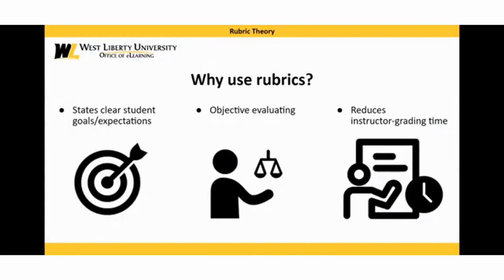This method states clear student goals or expectations using descriptive adjectives across increasing levels of performance. In doing so, evaluation becomes more objective and fair. This also reduces the amount of time it takes an instructor to evaluate performance because they are looking for specific criteria at specific levels in a systematic way.